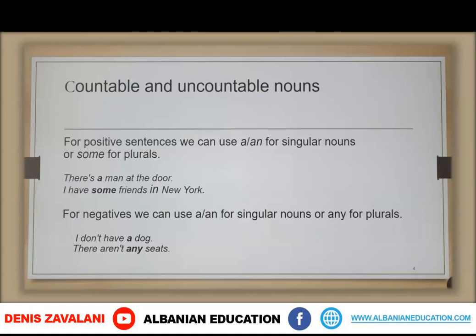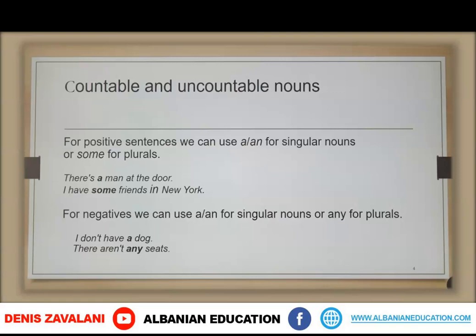Countable and uncountable nouns. When you use positive sentences, you can use a and an for singular nouns or some for plurals. Of course, when you don't want to tell the exact number of the things, then you can use some. For example, there is a man at the door. I have some friends in New York.